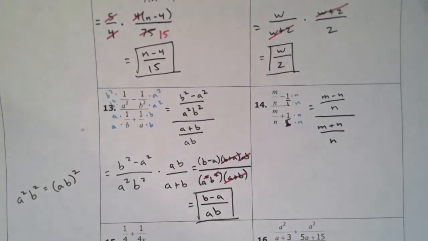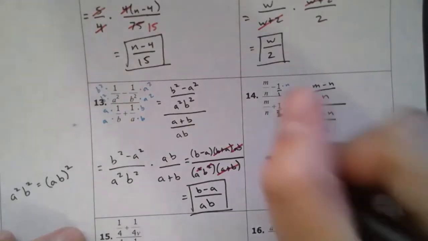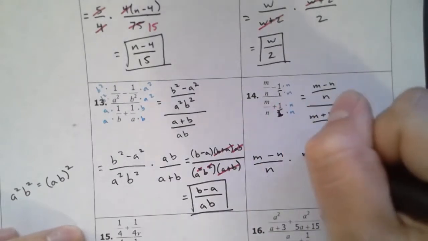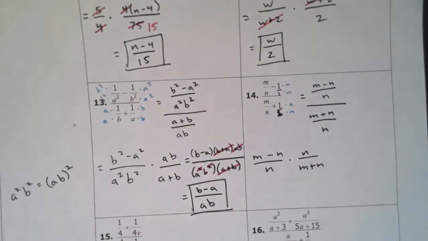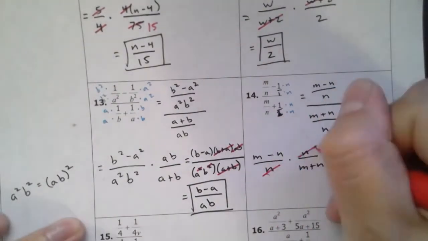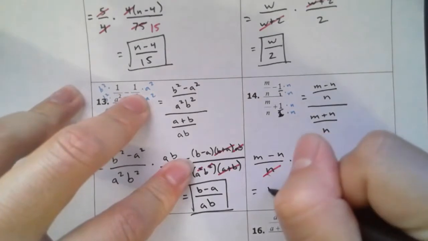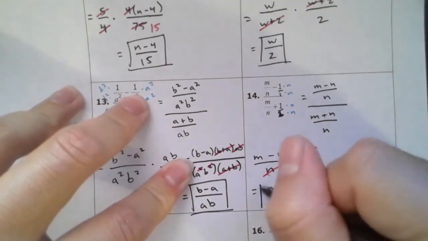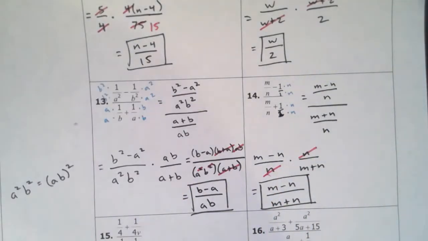Yeah, that's it. So then we can rewrite this now, right? So I have m minus n over n times n over m plus n, and then the n's are going to cancel, and that's it. There's nothing else I can do from here. So I get m minus n over m plus n. This is not that other property, right? Because I have a minus and a plus. Okay, so it's not minus 1.